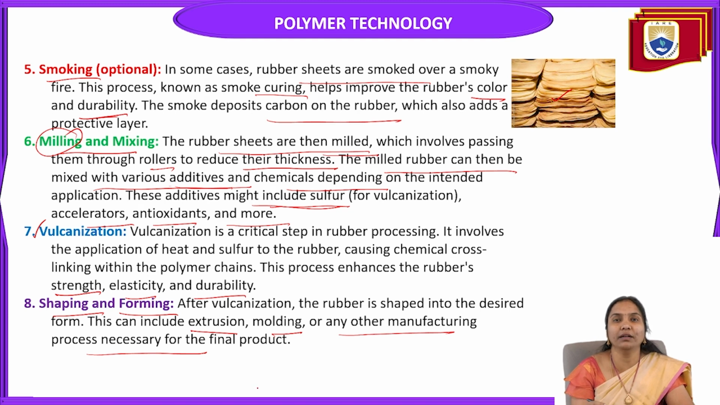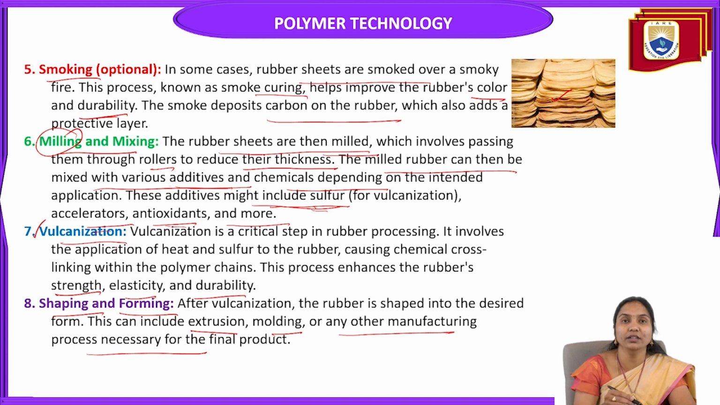Milling and mixing: milling means these rubber sheets are passed through the rollers, so it reduces the thickness. In mixing, we are adding some chemicals or additives, for example sulfur, accelerator, or antioxidant, etc. These are added to improve the properties of rubber.